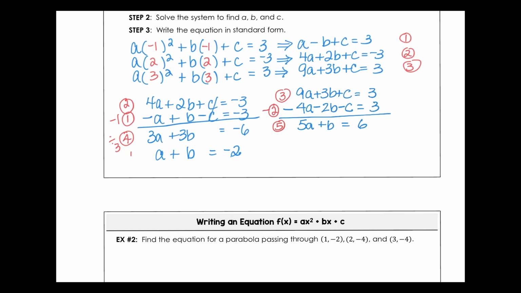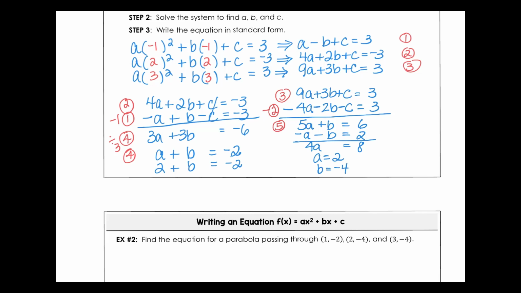So if we take our equation 4 and our equation 5 and put those together, we would have 5A plus B equals 6. And we could say minus A minus B equals positive 2. So 4A equals 8, and we know now that A equals 2. So if A equals 2, 2 plus B is negative 2. So our B value is negative 4.